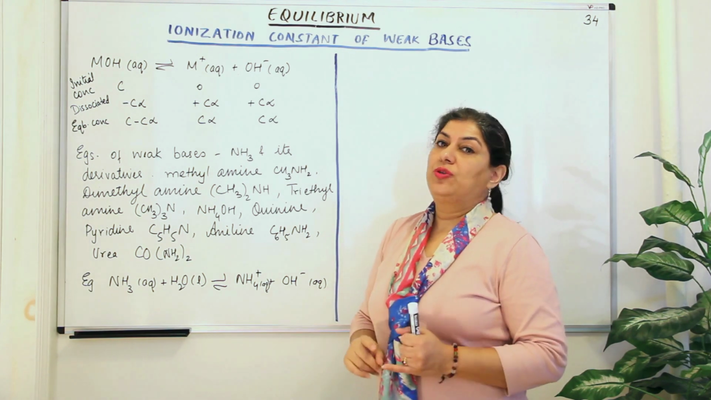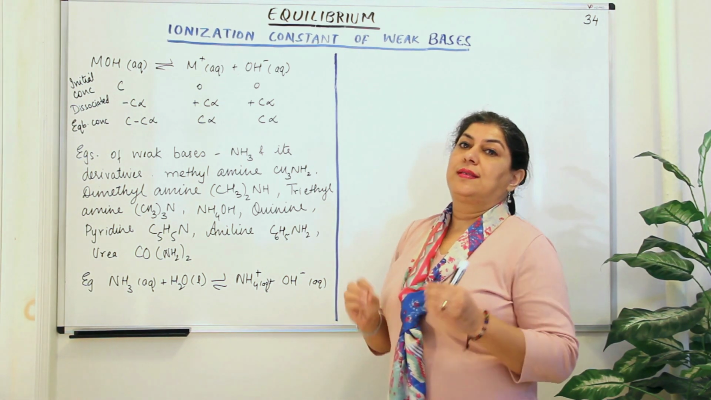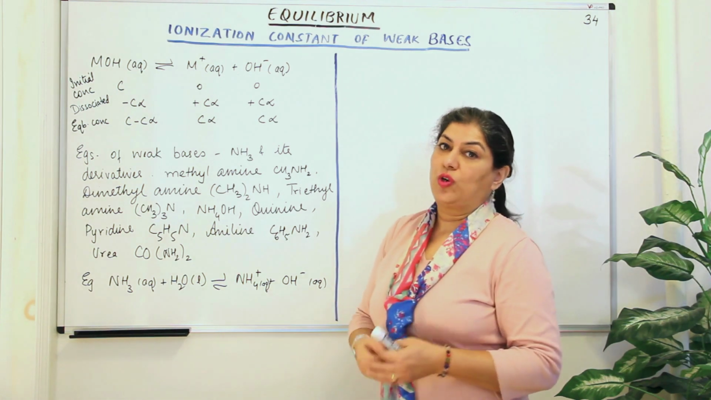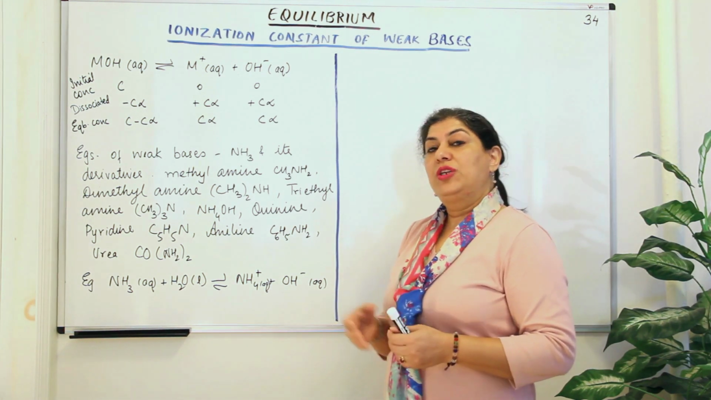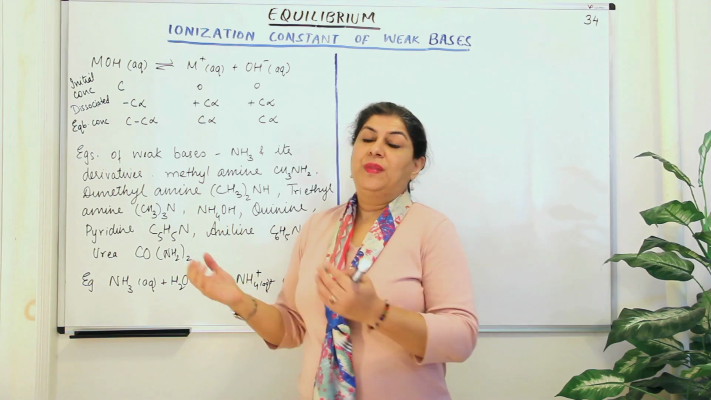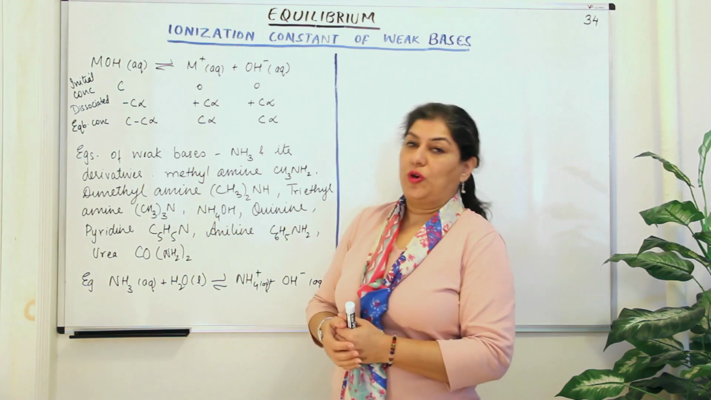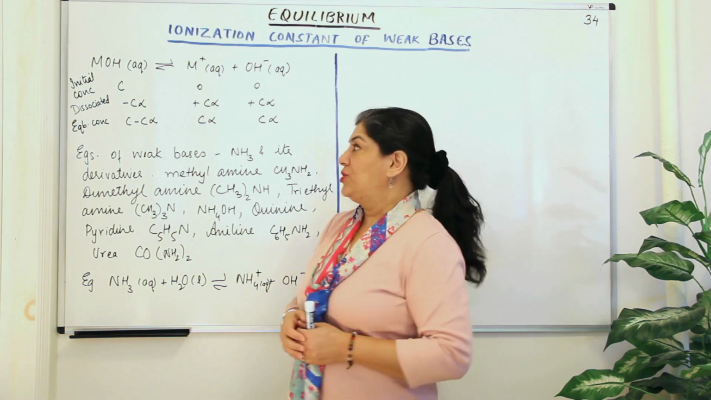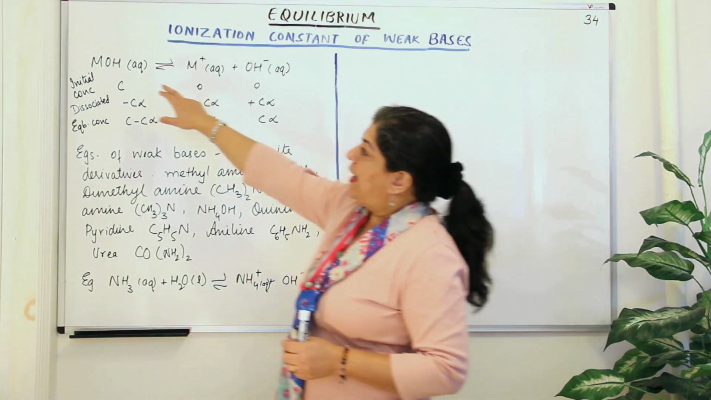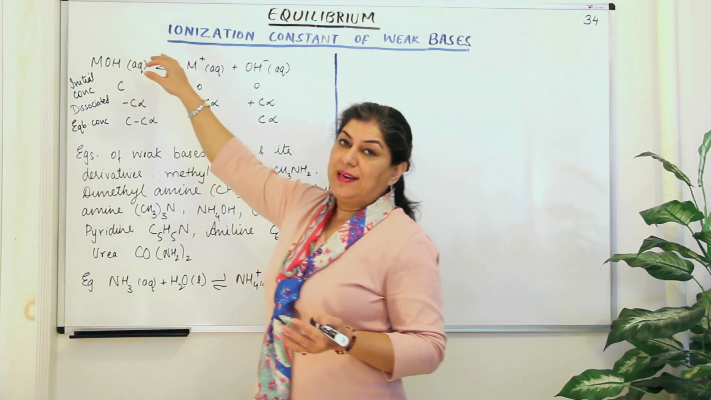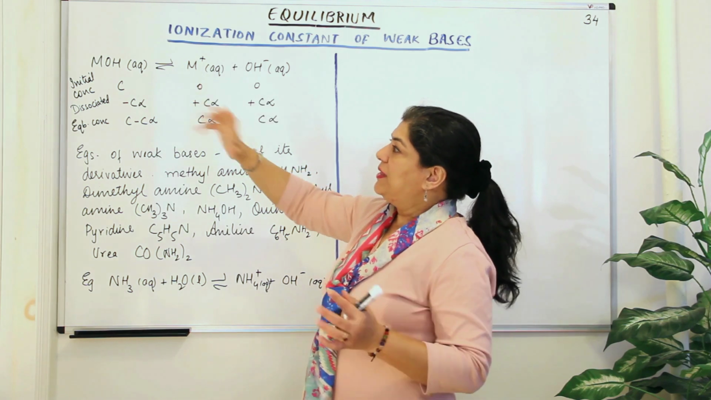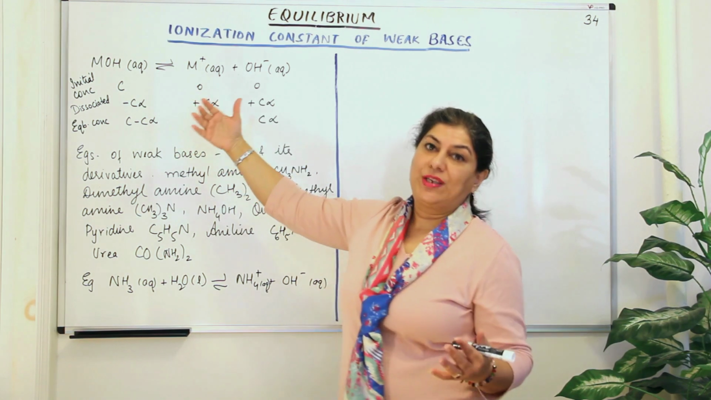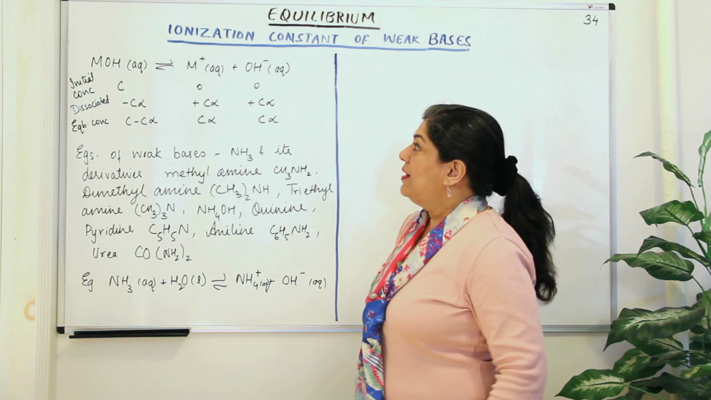What is a base? According to Arrhenius, anything that releases OH negative ions in water is a base. And according to the Lewis-Bronsted definition, anything that accepts a proton is a base too. So here we take MOH. It's a metallic hydroxide generally. Any metallic hydroxide which releases OH negative ions in water would act as a base.